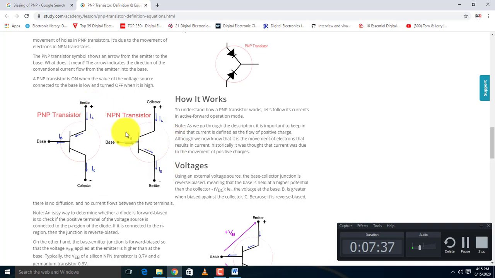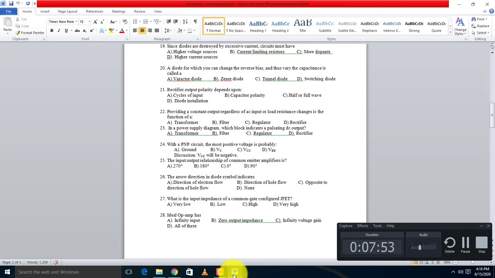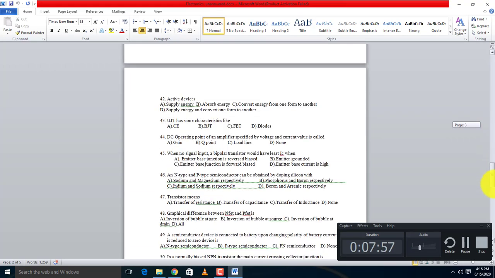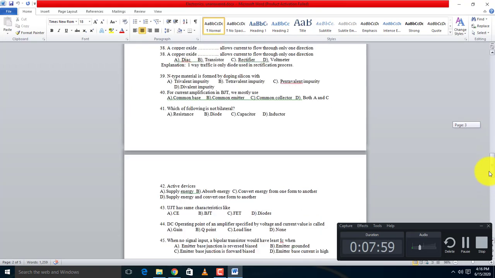But in the case of an NPN transistor, the arrow is present just like this, as you can see, pointing in the outward direction. So here the collector is positive. So this was a very small discussion of the first 28 MCQs. We have more MCQs and we will discuss them tomorrow, inshallah.